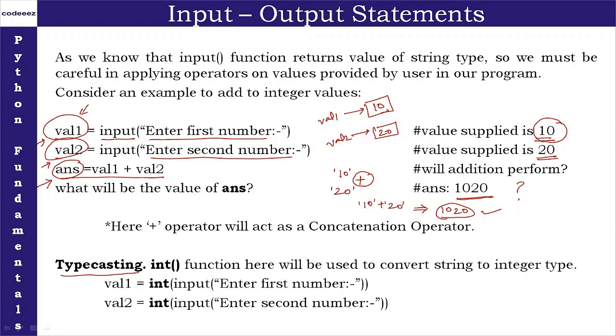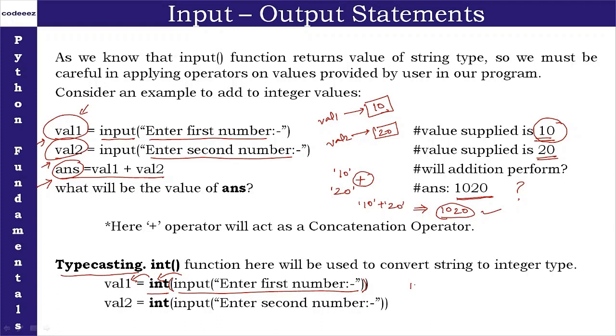We have already discussed typecasting. So here what we will need to do is convert the input given by the user into integer format, right? So we have made use of the function int, and the entire input statement is placed inside the brackets. Now what will happen? Whatever value is supplied by the user will be returned via the input statement in string format, and that string value will be converted to integer, and then stored in val1.